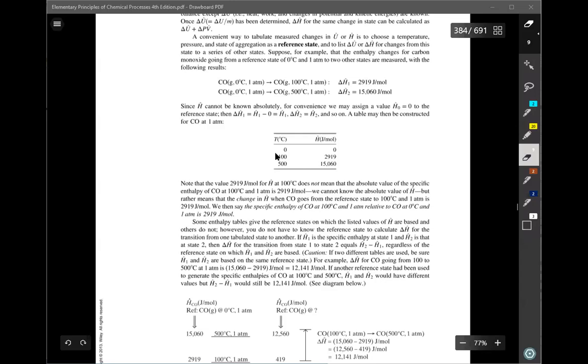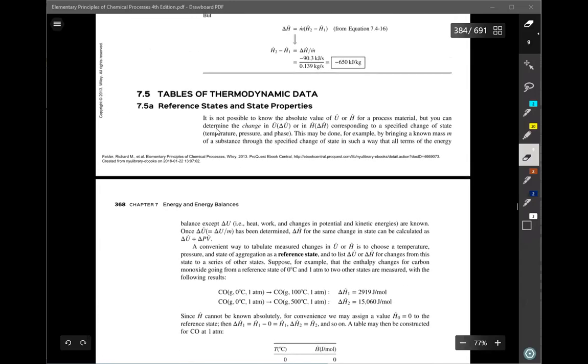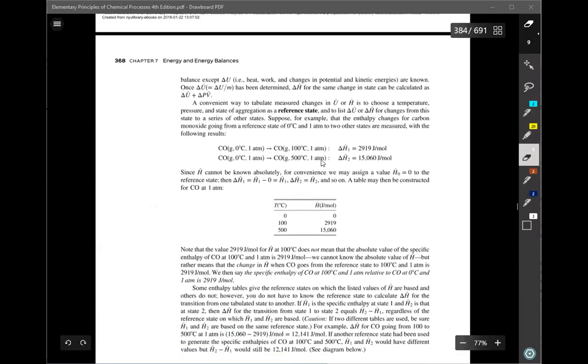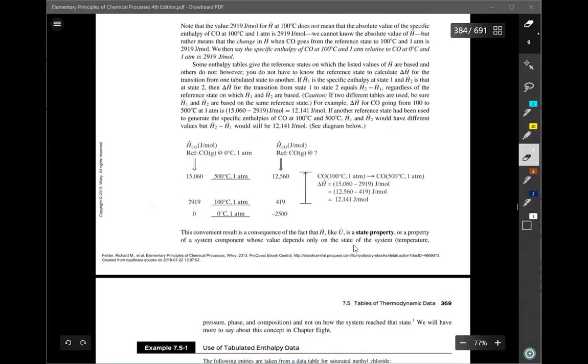So once again, I recommend reading the rest of section 7.5. This explains in much more detail what a reference state is, if what I just said was confusing. This is also the first time that the book refers to H and U as state properties. And this means that it only depends on the current thermodynamic state of the system. It does not depend on the path. And this will become much more important later on when we talk about not water and trying to calculate delta H and delta U.